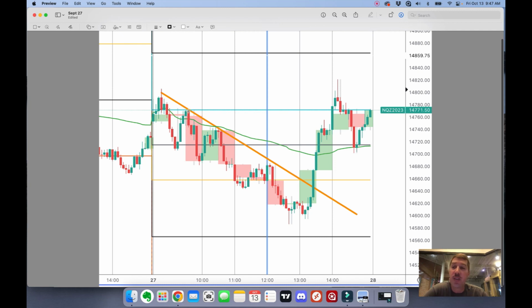But yeah, this is September 27th. This is an ATR range, but to the mid-range pivot, and it's a consolidation breakout strategy.